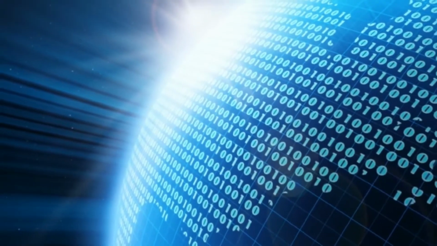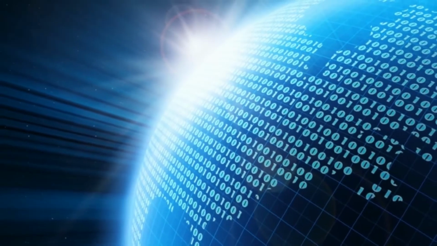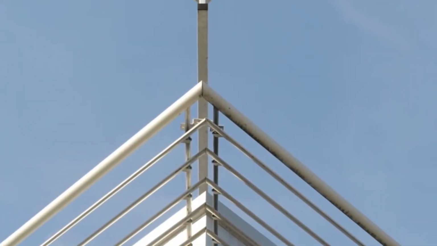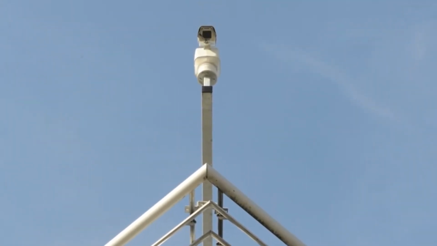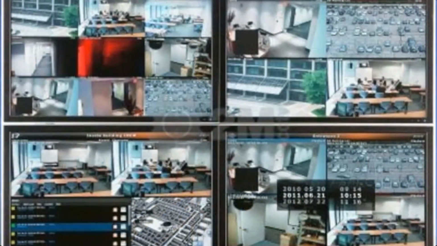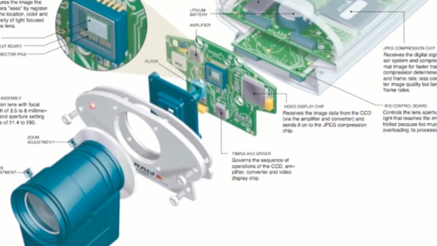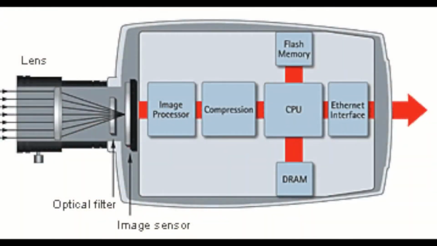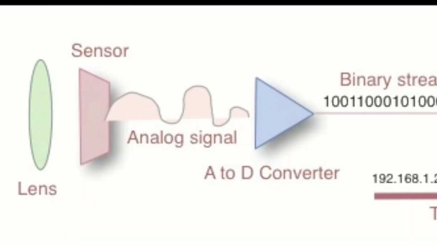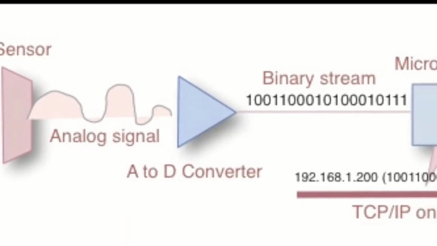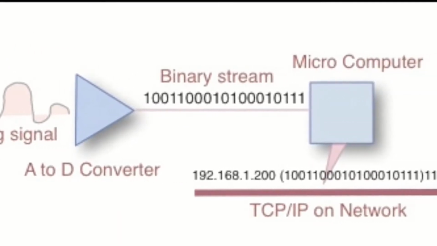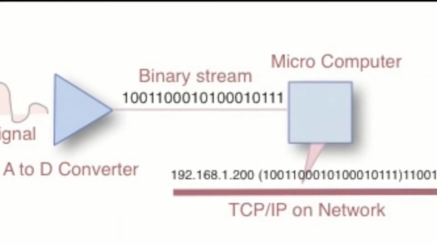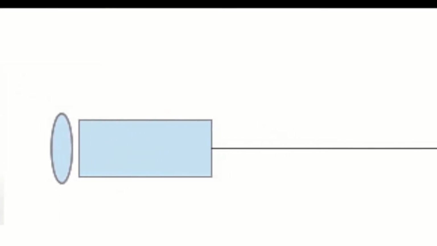Cameras that connect to this network allow us to view video from virtually anywhere in the world. This is how the IP camera works. The IP camera is simply an analog camera with an analog to digital converter and a computer all in one box. In a previous video, we described how the analog camera works.